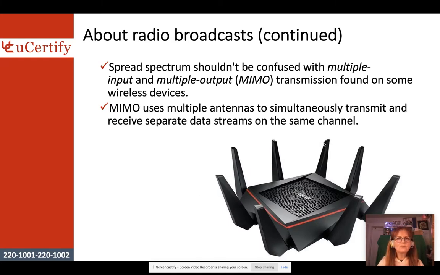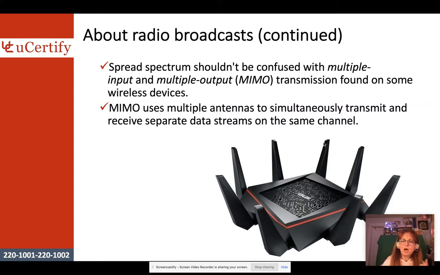Now, spread spectrum should not be confused with multiple input, multiple output transmission found on some wireless devices. If you look at that picture that I have down in the corner of a wireless router, you'll notice that there are multiple, what are there, eight different antennas on that. Those are MIMO antennas, multiple input, multiple output antennas. What a MIMO device does is it uses those multiple antennas to simultaneously transmit and receive separate data streams on the same channel without having them interfere with each other.